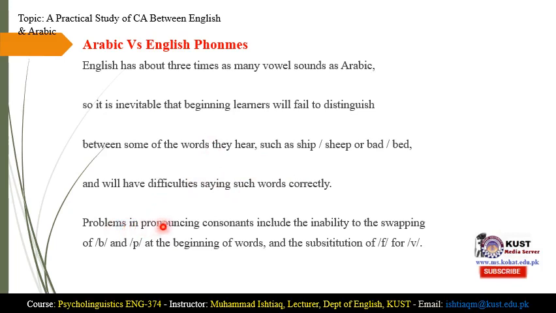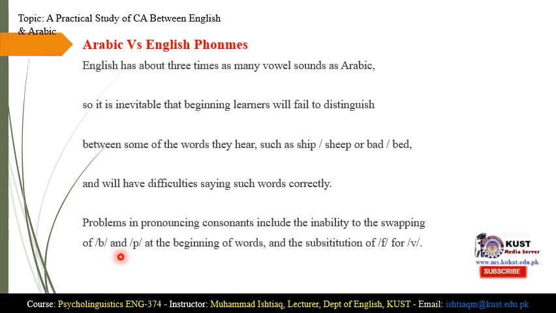For instance, problems in pronouncing consonants include the inability to swap b and p at the beginning of words. Swapping, we may say exchange. They can't exchange b and p. Whether it is p, they constantly replace it or pronounce it as b. If it is b, it's okay. Even if it's p, they just change it to b. For instance, they never say park, they always say bark. They never say Pakistan, they always say Bakistan.